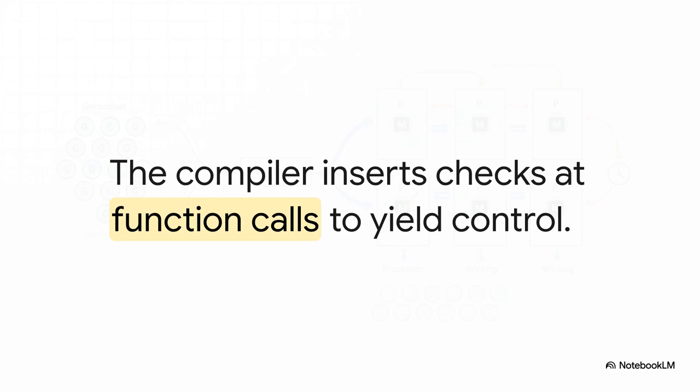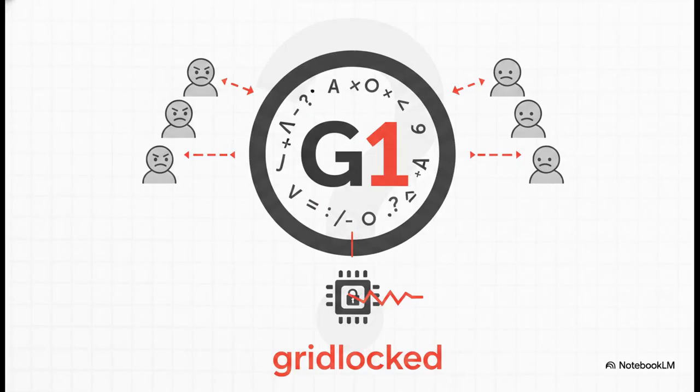The Go compiler would secretly insert checks at function calls, specifically checking a flag called stackGuard0. This acted as a highly efficient yield point. So, if the scheduler decided it was time for another goroutine to run, it would set this preemption flag. The next time our running goroutine called a function, it would check the flag right there in the function prologue, realize it needed a yield, and happily hand control back to the scheduler. Pretty smart, right? But here is the fatal flaw.